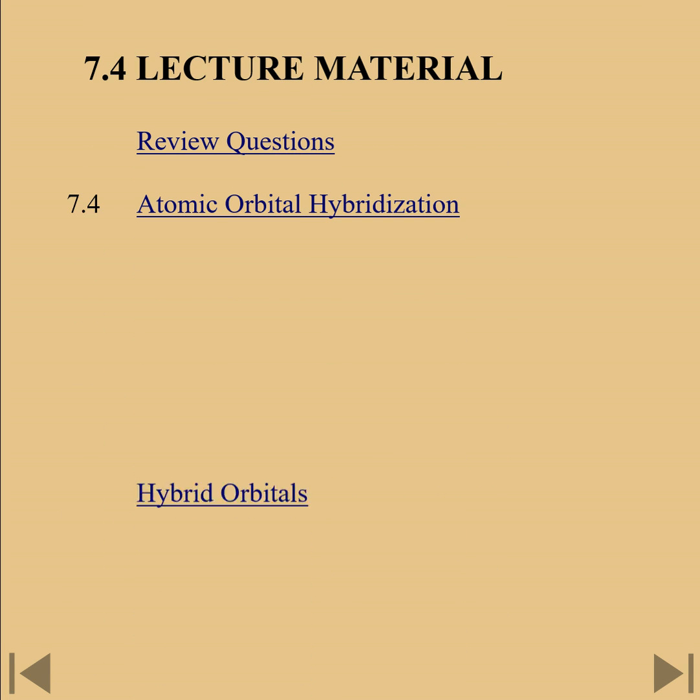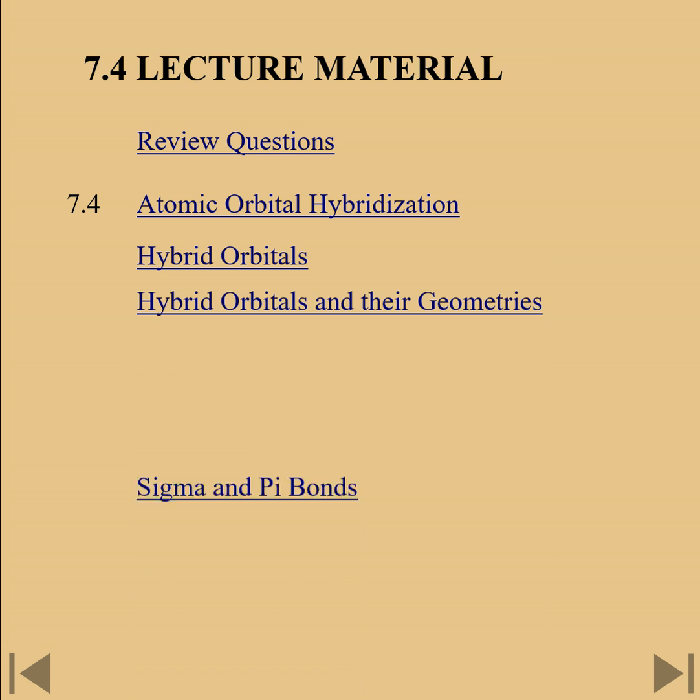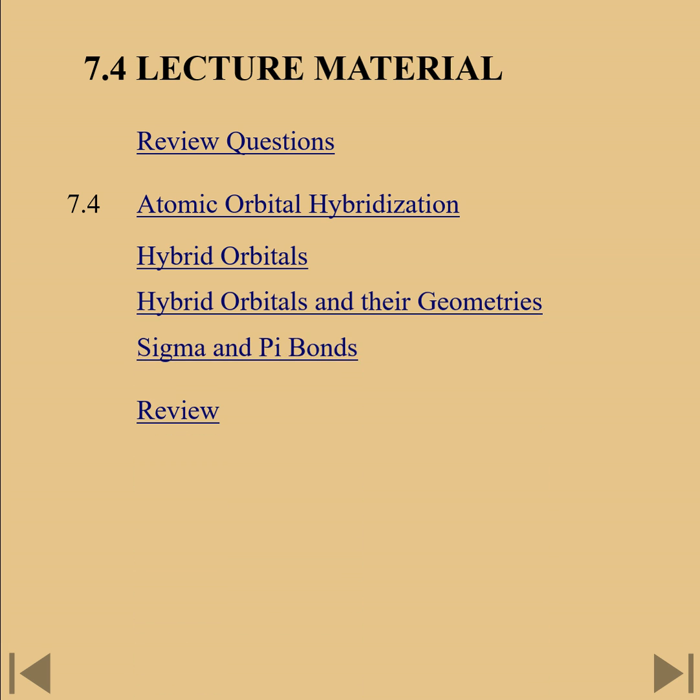We're going to be covering 7.4 in Chapter 7, and we're going to talk about atomic orbital hybridization. We're going to find that the atomic orbitals normally are not sufficient to form molecular orbitals, meaning they're not conducive for bonding between atoms. We'll learn a little bit more about this.